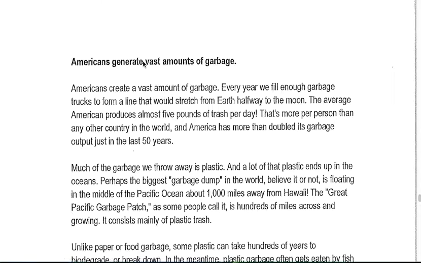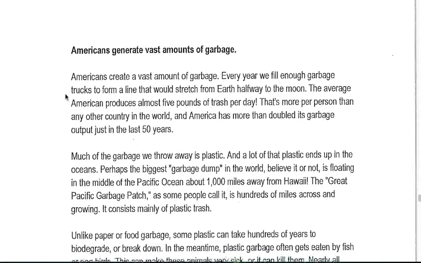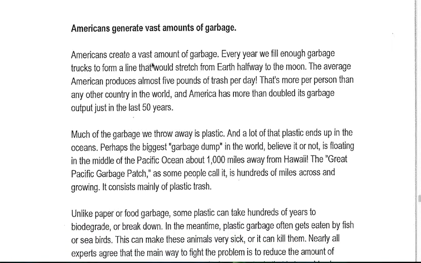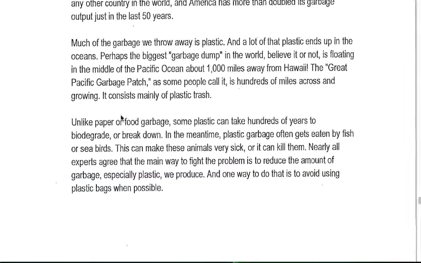Americans generate vast amounts of garbage. Americans create a vast amount of garbage. Every year we fill enough garbage trucks to form a line that will stretch from Earth halfway to the moon. The average American produces almost 5 pounds of trash per year. That's more per person than any other country in the world. And America has more than doubled its garbage output just in the last 50 years.